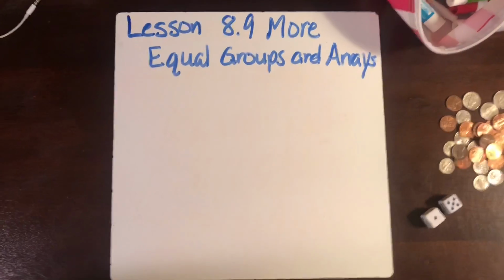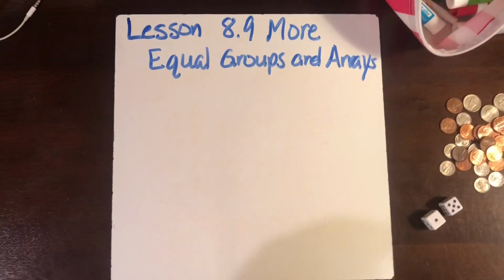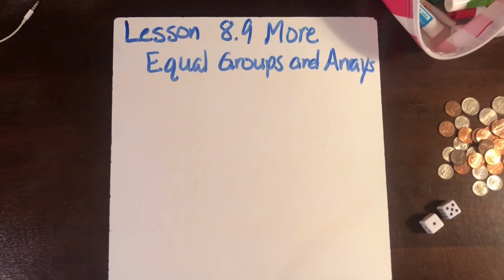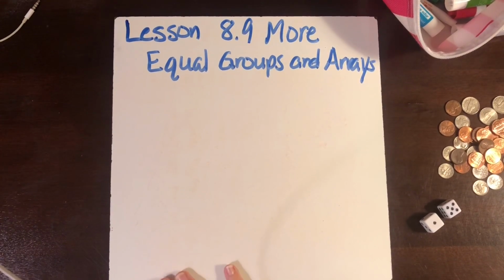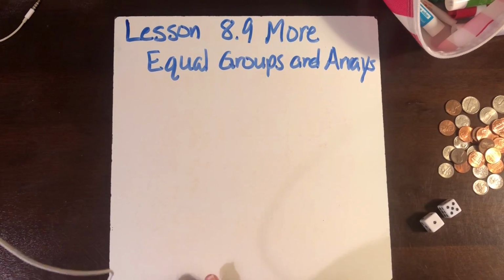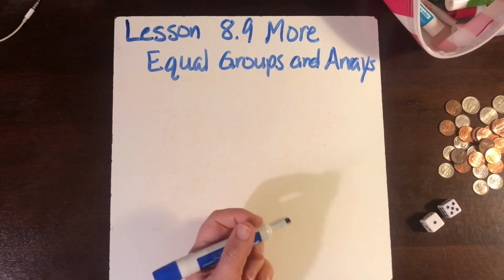Math lesson 8.9, more equal groups and arrays. All we're doing is going to review basically what you did yesterday for your lesson, and we're just going to add to it just a little bit, something that I think you're prepared for. And I think you probably already know it, and we're just going to put it into words and print today.